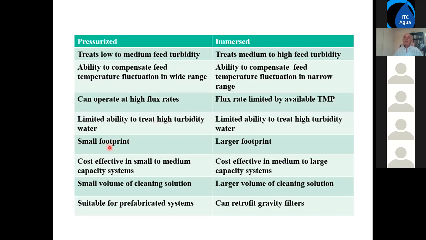On the other hand, the pressure driven has a small footprint. The immersed system requires a larger footprint, requires a basin, just a slab, and we can drain. So this is more cost effective, but the immersed large system requires a larger volume of cleaning solution. On the other hand, it can retrofit a gravity filter. If you have a gravity filter basin, you could remove the sand, make some modification, and load the immersed capillary membrane.